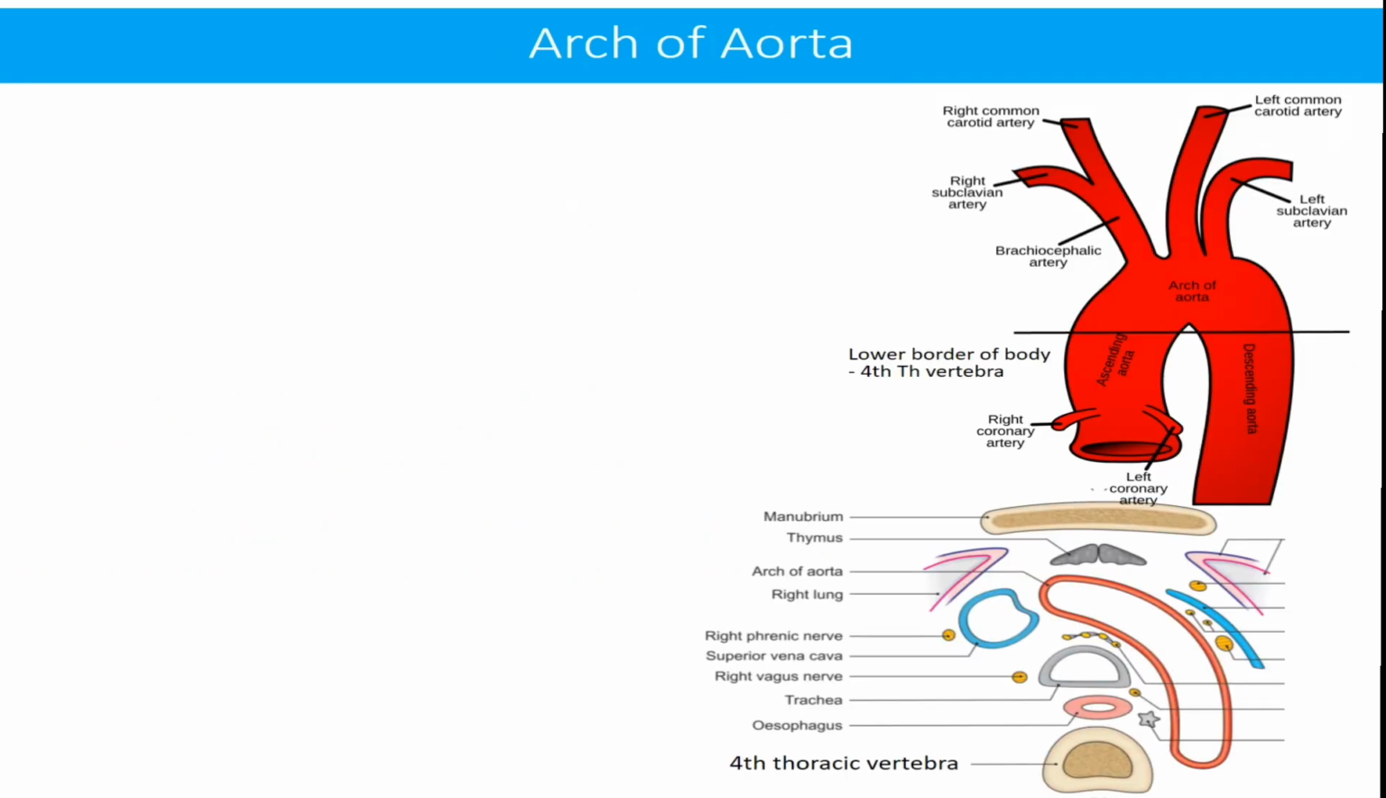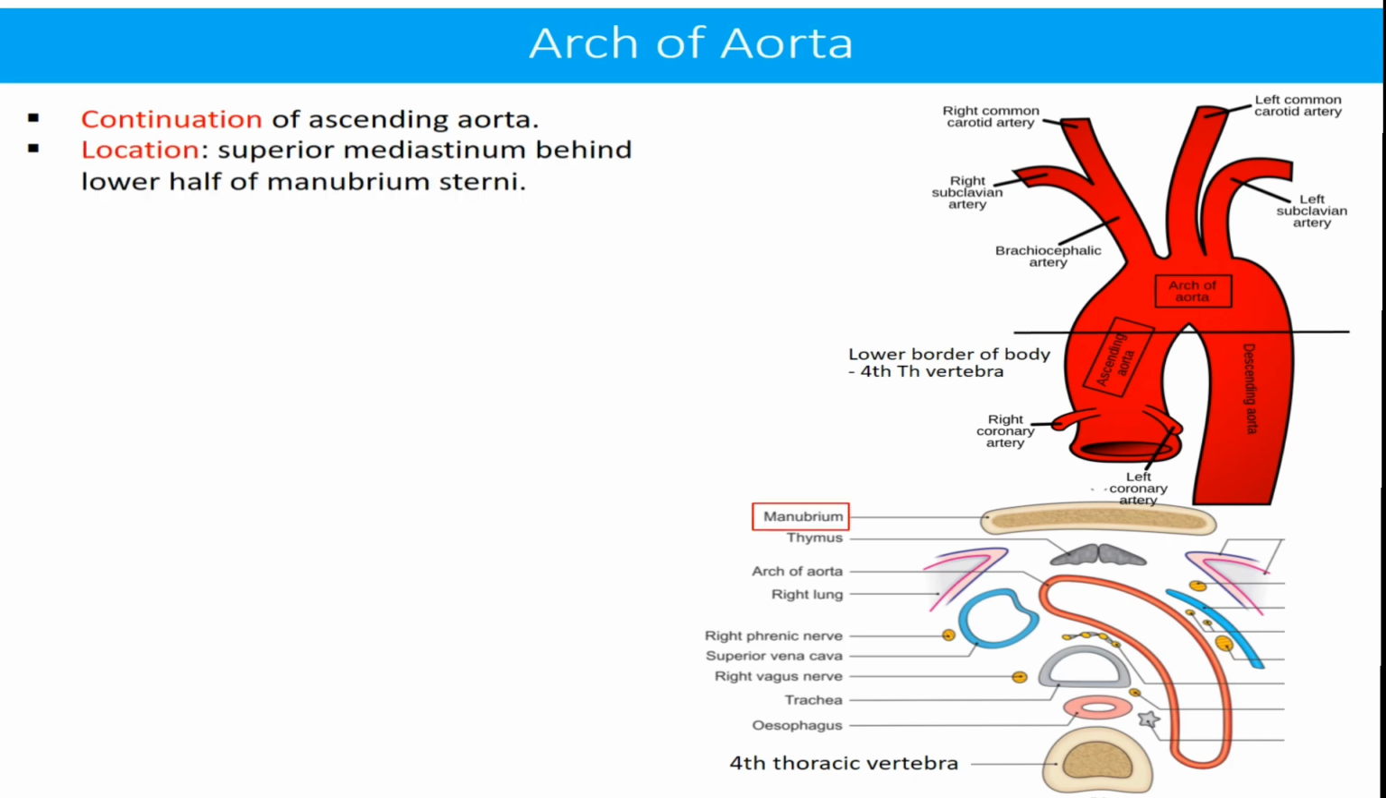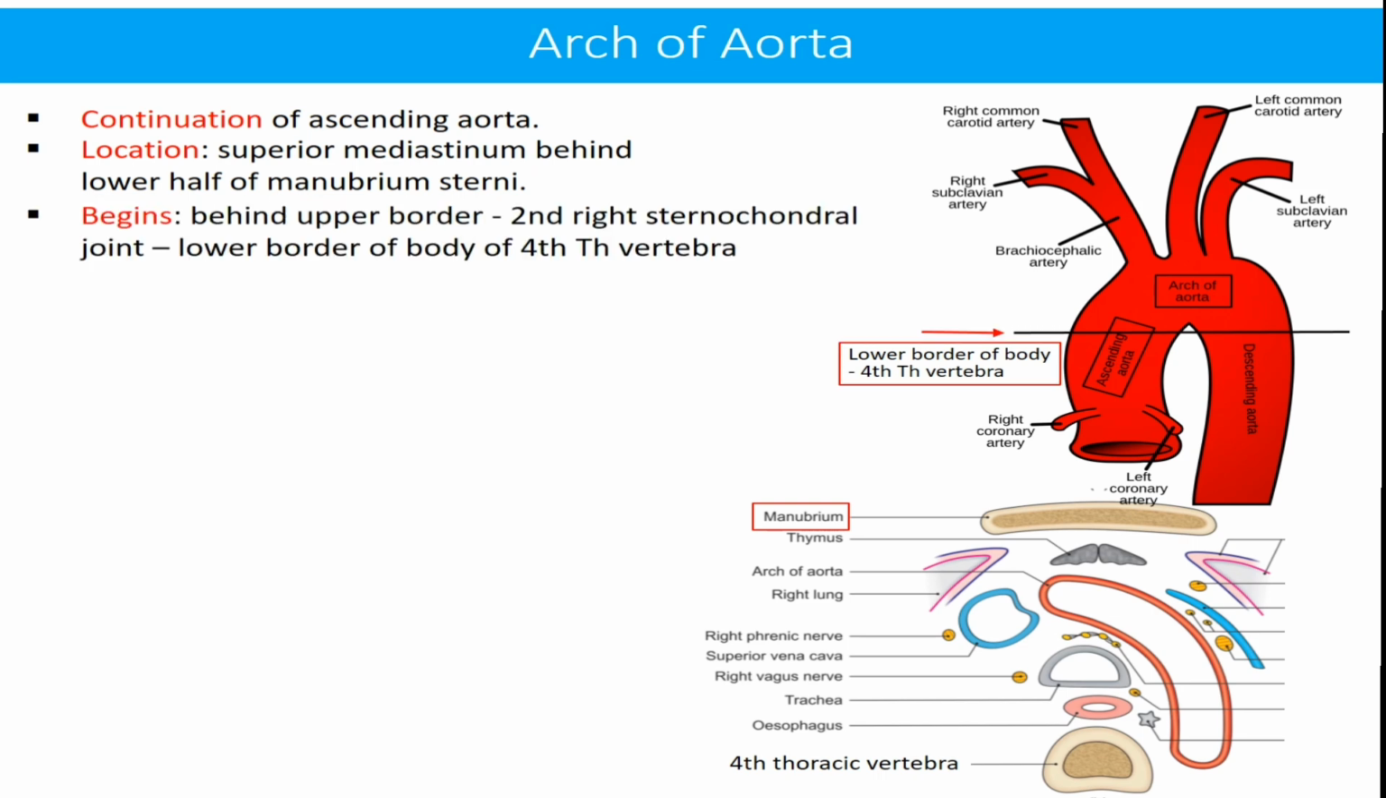Second part of thoracic aorta is the arch of aorta, which is continuation of the ascending aorta. It is located in the superior mediastinum behind the lower half of the manubrium sterni. Arch of aorta begins behind upper border of second right sternochondral joint at the lower border of body of fourth thoracic vertebra.